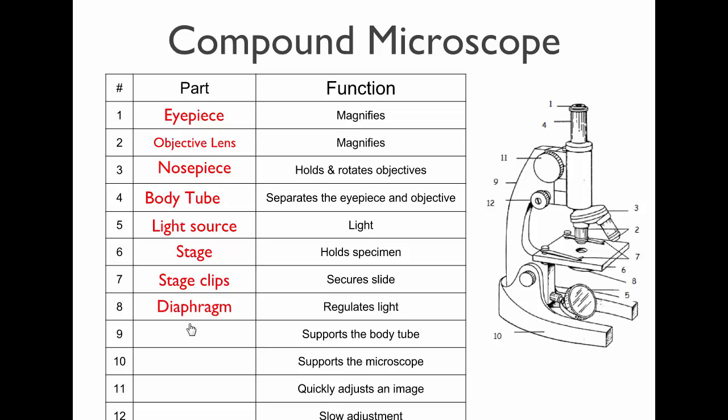So you can adjust this piece called the diaphragm to regulate how much light is coming through. The part of the microscope you would hold when you're carrying it, on the side that supports these things, that's called the arm. And then the bottom, where we hold underneath, would be called the base.